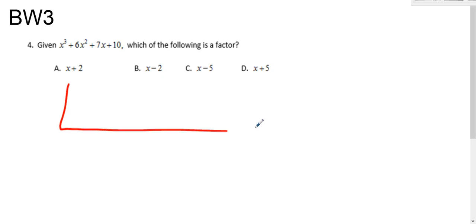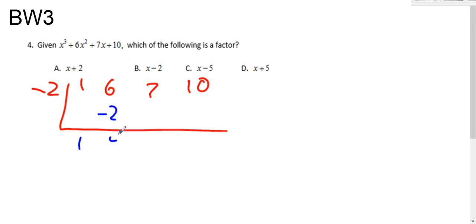So do synthetic division. You could do it with all 4 of them. But if you check x plus 2, that means you're doing synthetic division by -2 into 1, 6, 7, and 10. Again, make sure that you're not missing any powers, so you need zeros when you're doing synthetic division.